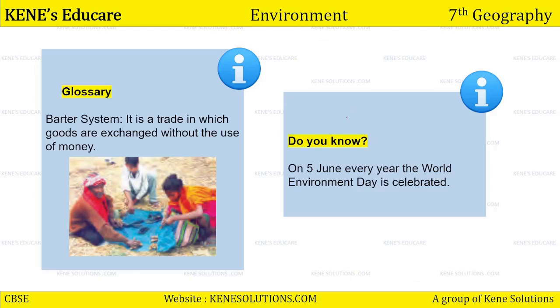Now I will tell you one "do you know" fact, and then I will tell you the meaning of this word, barter system, which we read here in the human environment. Just now we read the human environment, in which we got to know how humans developed into merchants and how the barter system also started. So barter system is actually a trade in which goods are exchanged without the use of money. Money is not involved, but goods are involved. You buy one product in exchange for another product. That is known as barter system.